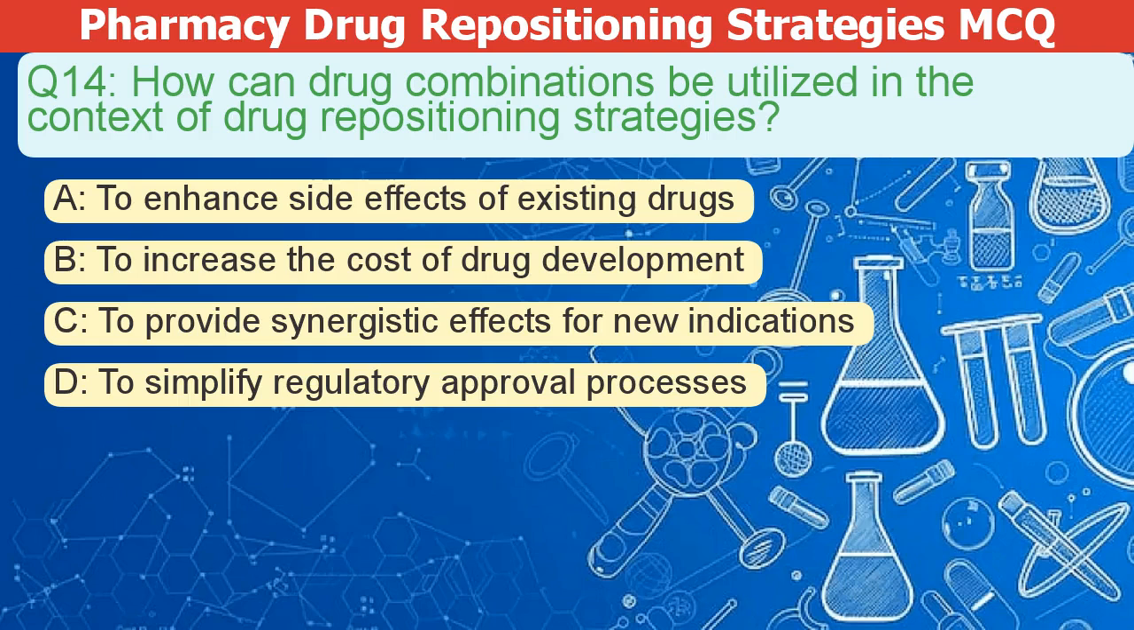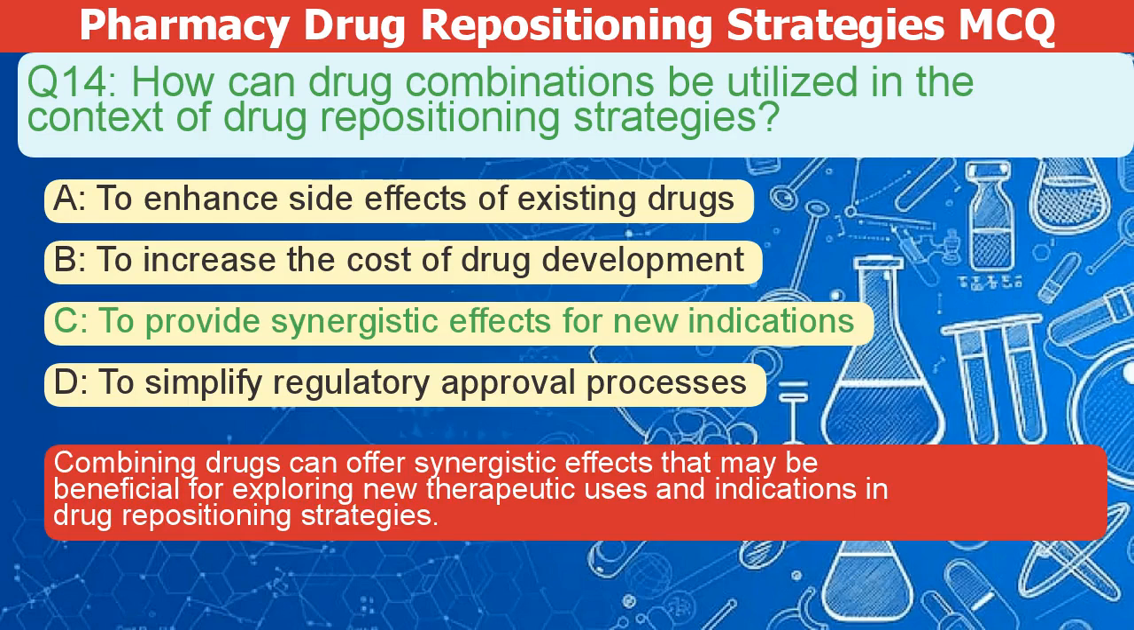How can drug combinations be used in drug repositioning? A. To enhance side effects of existing drugs. B. To increase the cost of drug development. C. To provide synergistic effects for new indications. D. To simplify regulatory approval processes. The correct answer is C. Combining drugs can offer synergistic effects. These may be beneficial for exploring new therapeutic uses and indications in drug repositioning strategies.